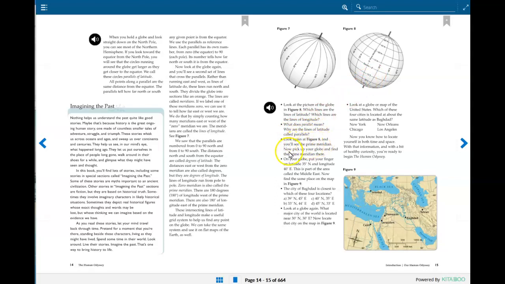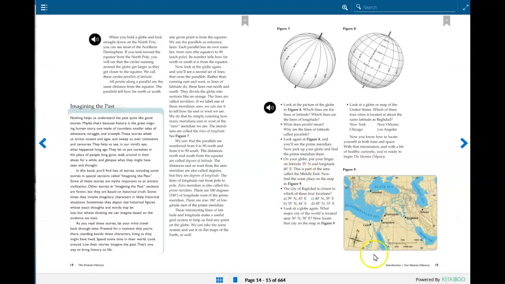Look again at Figure 8 and you'll see the prime meridian. Now pick up your globe and find the prime meridian there, if you have one. On your globe, put your finger on latitude 35 north. Okay, so you'd go up to 35. That would be between these two numbers. And longitude 40 east. So from the prime meridian, you're going to go east to 40. And this is part of the area called the Middle East.